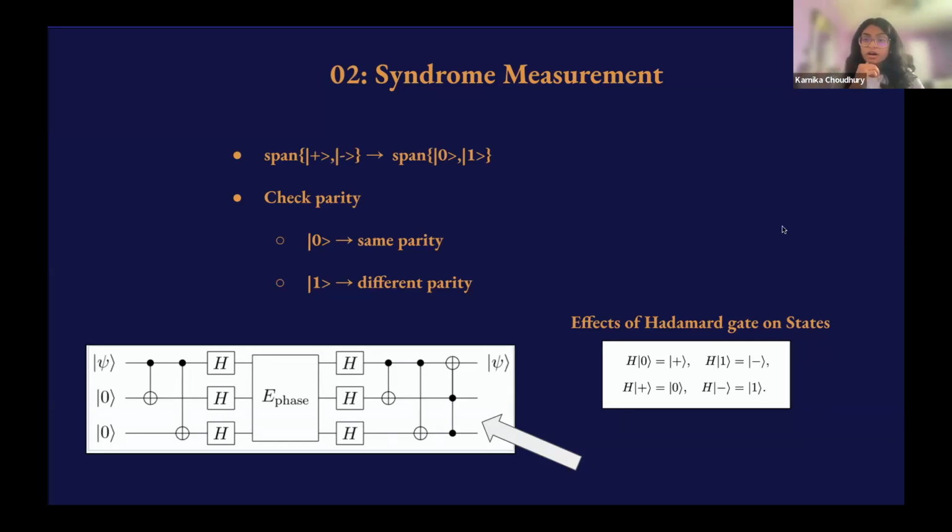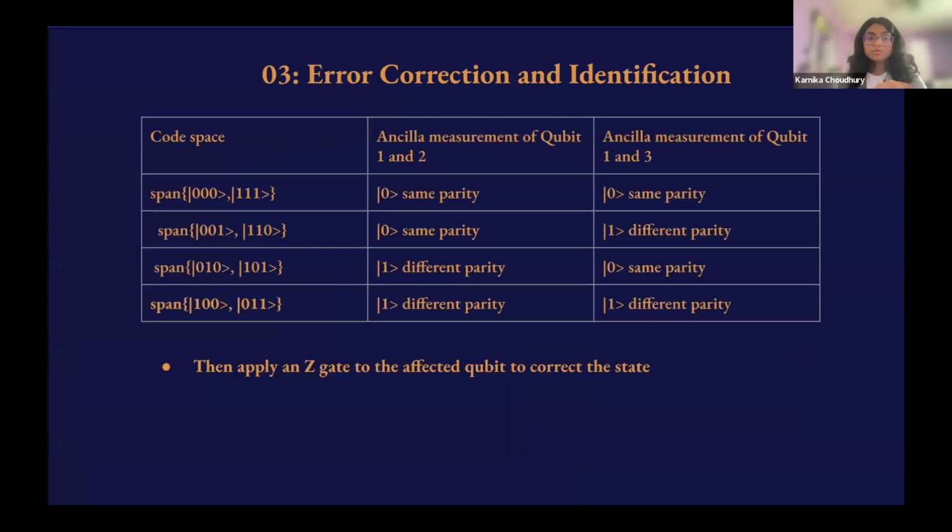And at this point, we're back to how it was with the bit flip error correction code, where we check parity. 0 is the same parity, 1 is different parity. We would come back to a vector over here where it's spanned by these different code spaces. This is the same table as we saw before. And the only difference here is we would apply a Z gate to the affected qubit to correct the state.